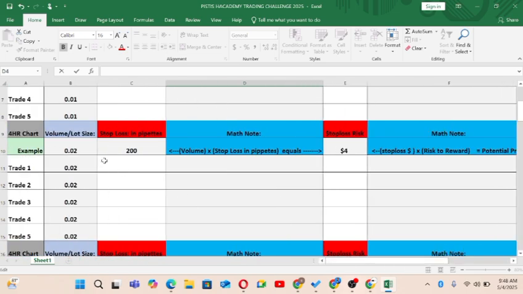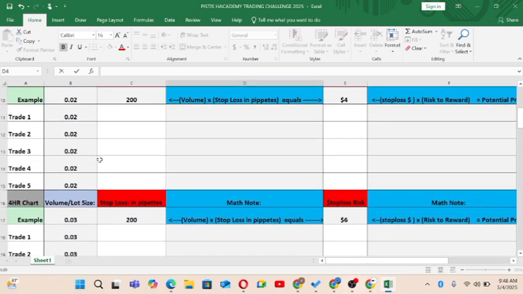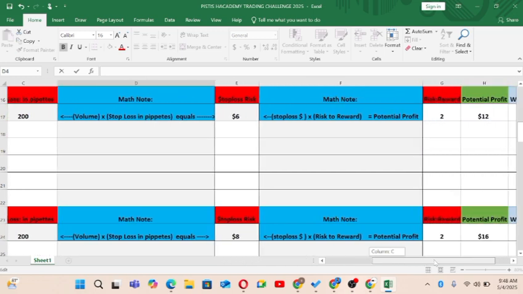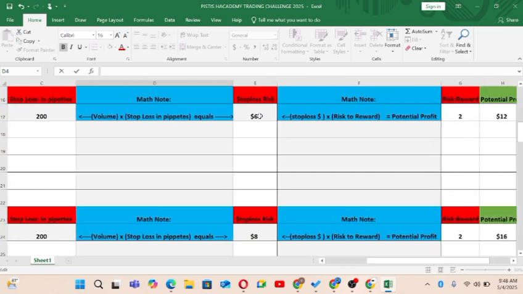If that also goes well, we'll come again to this part and increase our lot size to 0.03. By the time we increase it to 0.03, our stop loss also will increase because we've increased our lot size, and in the same way our profit will increase. Now we have 2 times 6, which gives us 12. So now we are making $12 per trade.